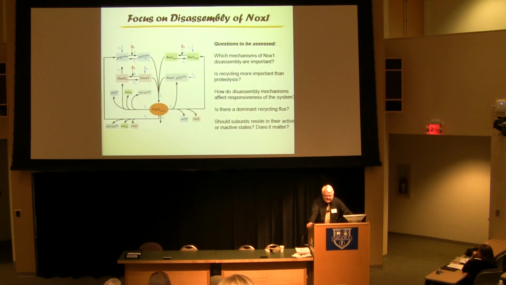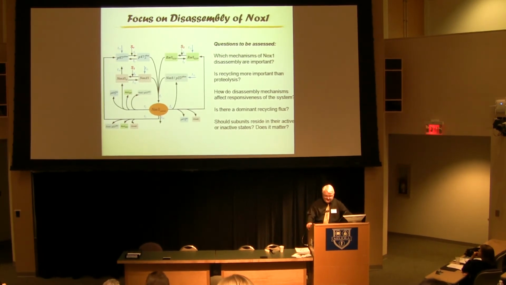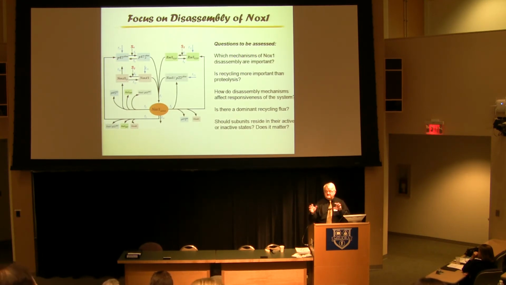So the question that we want to ask is, which mechanisms of Nox1 disassembly are important? We know what the assembly looks like. Is recycling more important or less important, or equal to proteolysis? How do these disassembly processes affect the responsiveness of the system? And is there one prominent recycling flux and the others are negligible? And does it even matter? For instance, does it matter whether the FOX and RAC and so on are in their active state or in their inactive state to be ready?